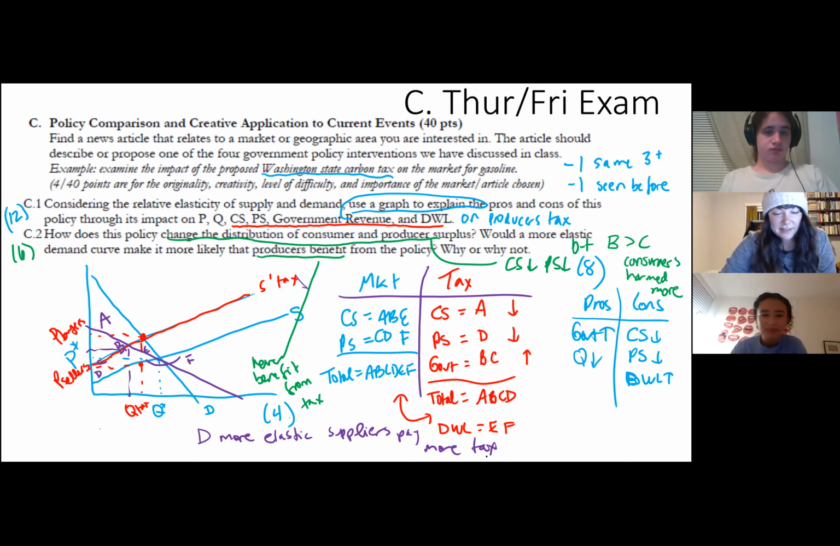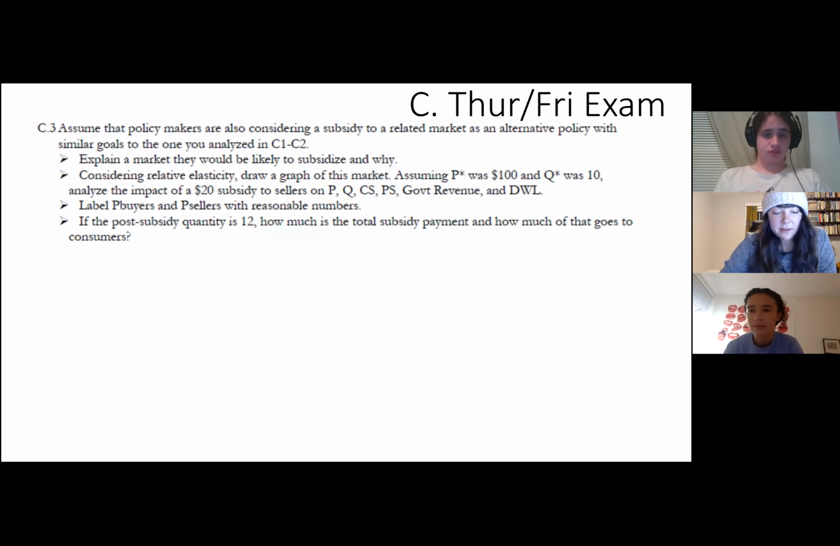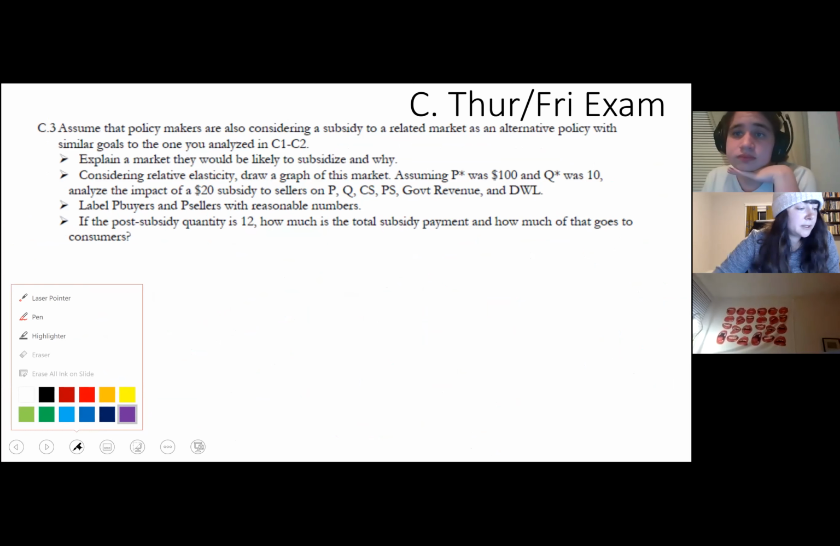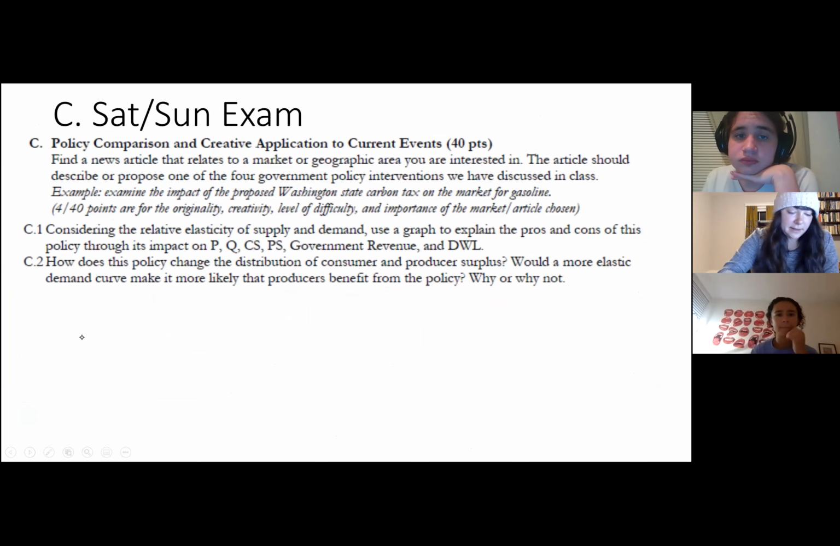So that was the Thursday, Friday exam. If you had a different version of the exam, it's always good to see more ways that I asked questions, but it looked relatively similar. So then the question says, assume policymakers are also considering a subsidy to a related market as an alternative policy with similar goals to the one that you analyzed in C1 through C2. This question was worth 10 points.